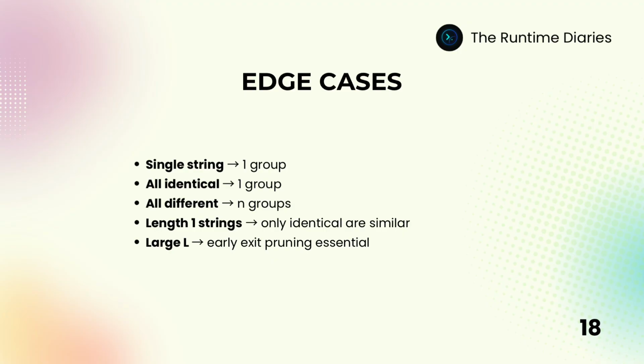Large L values. When strings are very long, the early exit optimization becomes essential. Without it, you'd waste time scanning hundreds of characters even when the first few already show more than 2 mismatches.